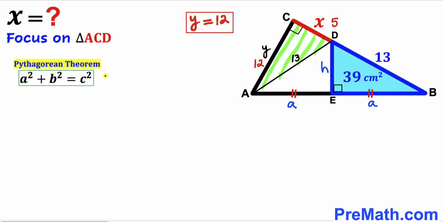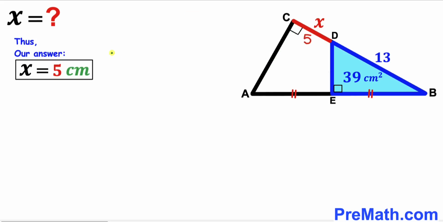And by the way, you could have used the Pythagorean theorem as well to calculate the value of x. So thus after all the calculations and manipulations, our x value turns out to be 5 centimeter. And that's our final answer.